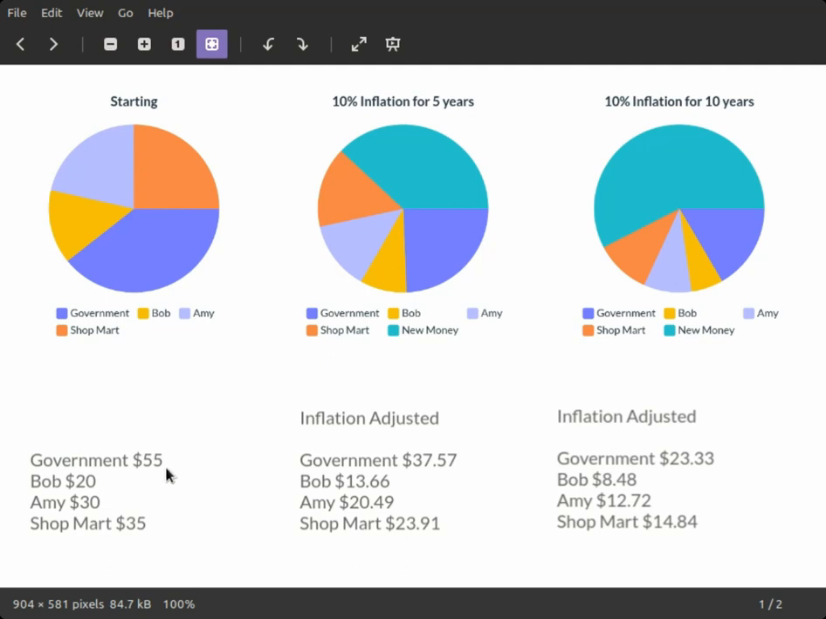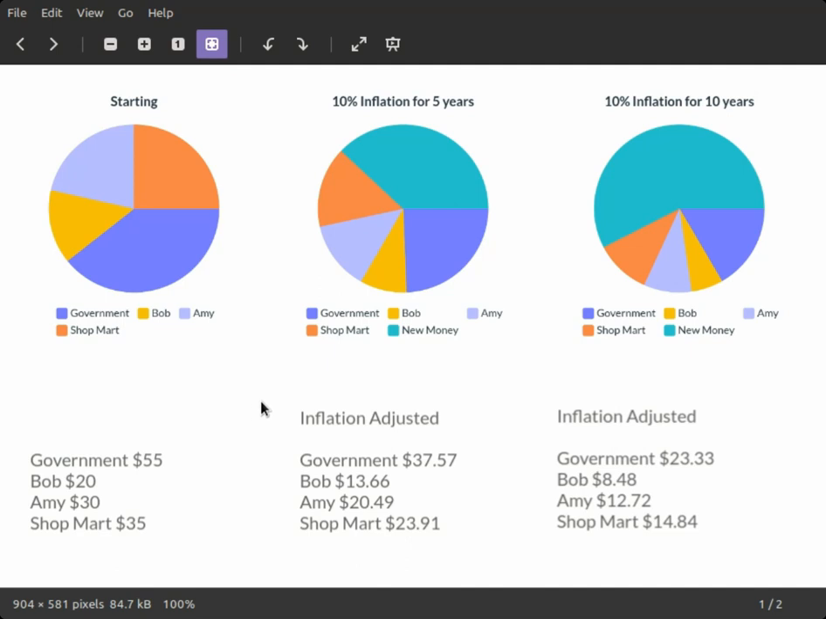And down here we can see how much of the economy each one of these people, or if you want to imagine them as groups of people, contributes to the GDP of our little country here. So the government makes some, Bob makes some, Amy makes some, ShopMart makes some.